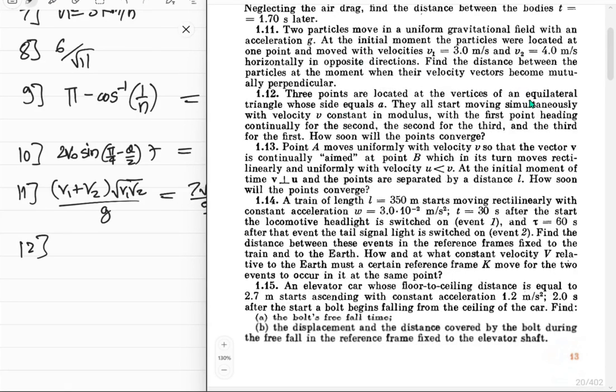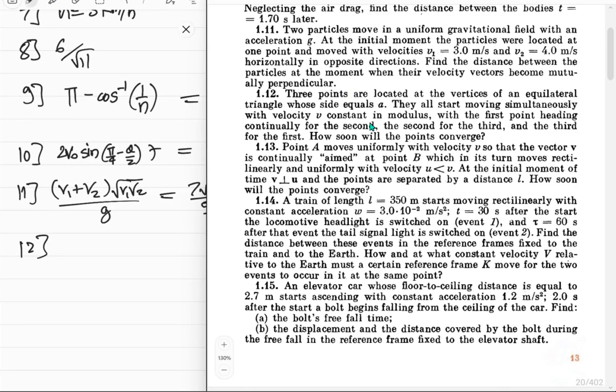3 points are located at the vertices of an equilateral triangle whose side equals A. They all start moving simultaneously with velocity v constant in modulus. Oh, hey, I think we have done this kind of thing, right? Yeah. Okay, so how soon will the points converge?